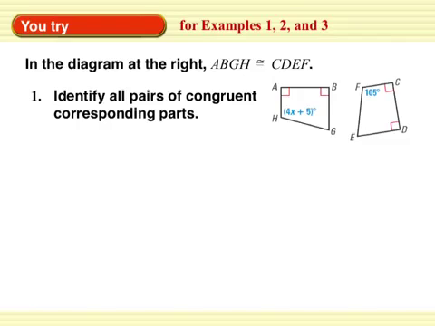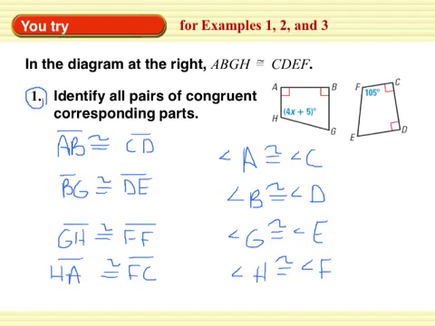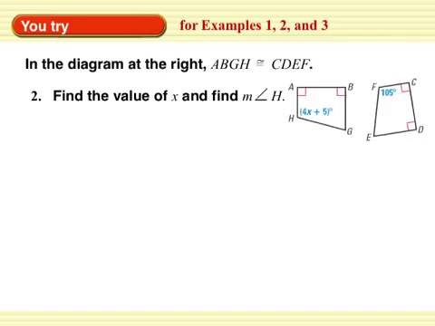Sorry, for part 1 of this question, we're not trying to solve for anything. You're just identifying the pairs of congruent corresponding parts, the sides and the angles. So make a list. There you go. I actually didn't look at the shapes all that much. I take all that information from here, which is pretty cool. Now we can find the value of x and the measure of angle H.